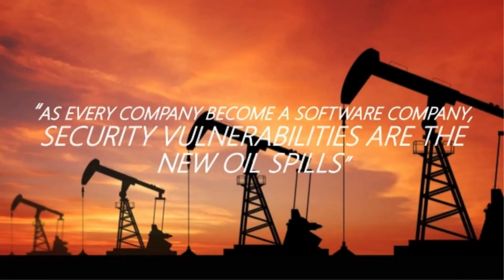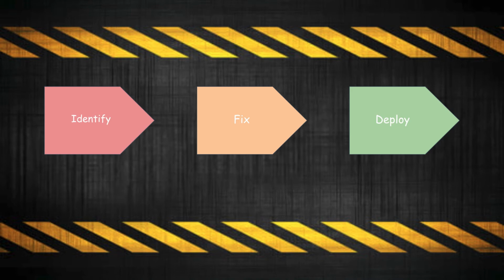The second reason is security. As software became more and more important, security vulnerabilities became more and more popular. So whenever we have a security breach, we need to identify the breach, fix it, and then deploy the fix as soon as possible, right? Or actually, we need to make sure that all the steps are running as soon as possible, and I'll explain why.